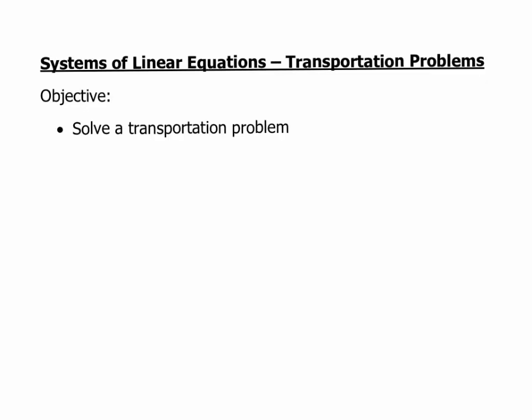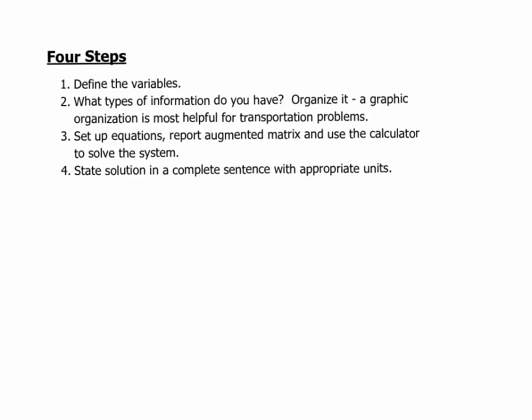In this video, we're going to solve a system of equations where the problem is a transportation problem. Our 4 steps are basically the same 4 steps that we keep using. First, we're going to define the variables. Second, we're going to figure out what types of information we have. And in these particular types of problems, these transportation problems, it helps to organize it graphically. Then we're going to set up our equations, report our augmented matrix, and use the calculator to solve the system, and finally state our solution in a complete sentence with appropriate units.